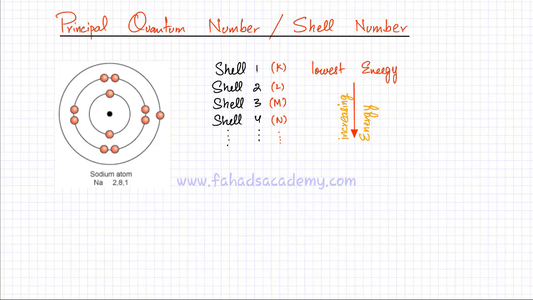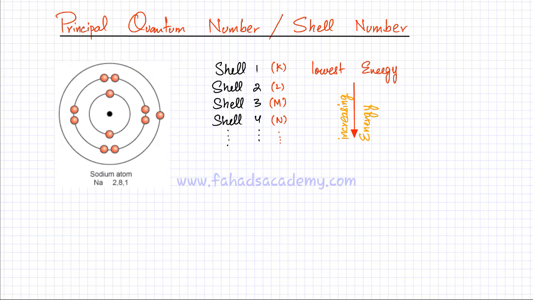In this video lecture, we're going to learn about the principal quantum number, which is also, in simpler terms, called the shell number. And we're going to first revise what we studied in O levels. In O levels, if you had an atom, for example a sodium atom, sodium had electrons in shells. There were 2 electrons in the first shell, 8 electrons in the second shell, and 1 electron in the third shell.